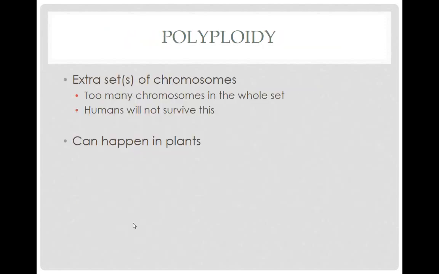Polyploidy, extra sets of chromosomes. When you have too many chromosomes within a whole set, humans will not survive this. Typically, there's programmed death that will occur if the cell has too many chromosomes. But polyploidy can happen in plants, as they have their DNA as well. Typically in humans, this won't go too far, because there's a natural programmed cell death if this were to occur.